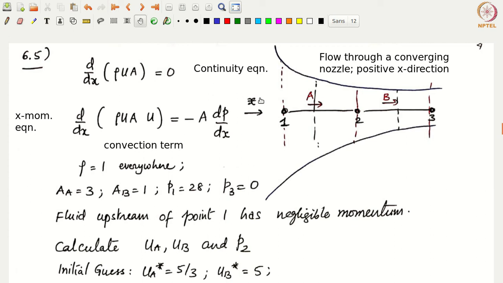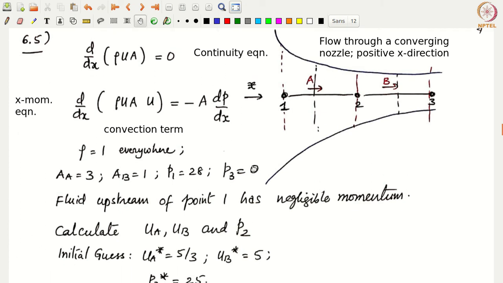That means the flow rate upstream of this can be taken to be 0, because if you denote flow rate as rho UA, the momentum is mass times velocity. So mass is your rho A times U, right? So upstream of 1 here, velocity is so small and the cross-section area is so large that essentially the momentum can be taken to be very small. This is an approximation that is given, to be made while solving the problem.